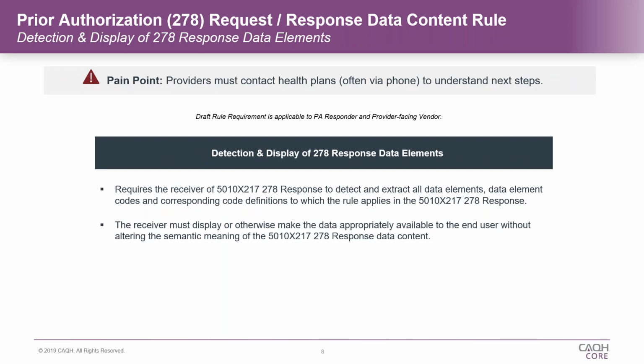And finally, the detection and display of the 278 response data elements requires the receiver of the 278 response to detect and extract all data elements, data element codes, and corresponding code definitions to which the rule applies in the 278 response. The rule also requires the receiver to display or otherwise make the data appropriately available to the end user without altering the semantic meaning of the 278 response data content. This will assist with easing the burden of interpretation of codes on provider staff to understand next steps.